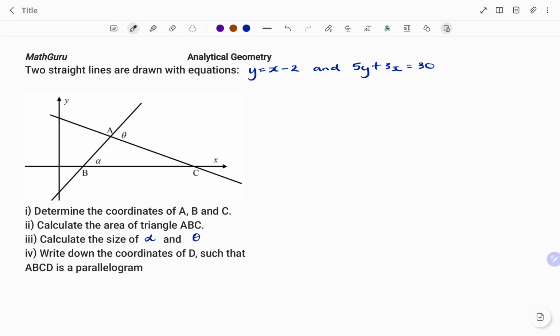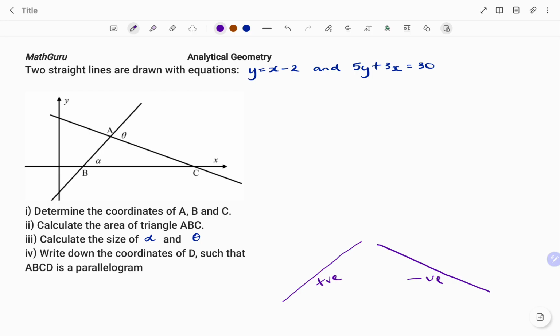Now, if you look at the diagram given, we've been given the equation of the two lines. However, the lines have not been tagged. In order to determine which one has the equation, we're going to use the gradient. Know that if I have a gradient rising from left to right, that is a positive gradient, and if I have a gradient that is dipping from left to right, that's a negative gradient.